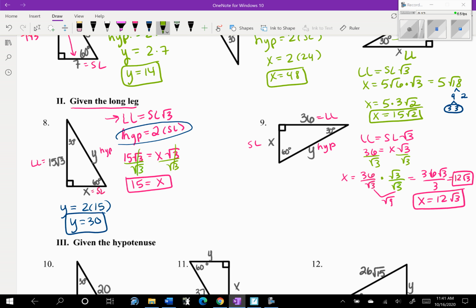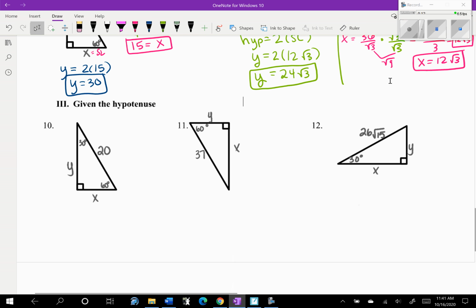And let's go ahead and now solve for the hypotenuse. So the hypotenuse is equal to 2 times the short leg. So the hypotenuse is the variable y. So y is equal to 2 times, and we found the short leg as 12 times the square root of 3. So that means that y is equal to 2 times 12, which is 24, times the square root of 3. So now we find the hypotenuse and the short leg.